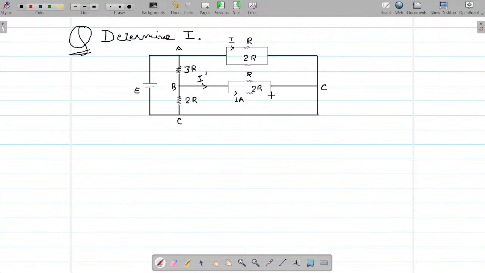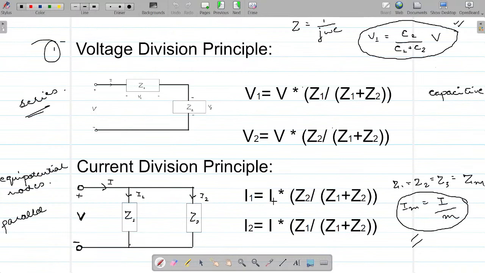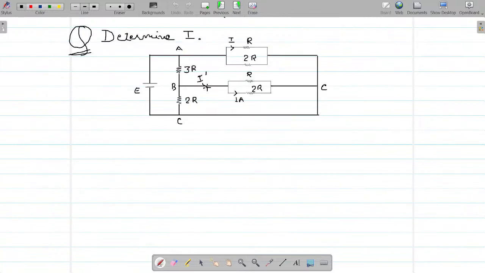If you look at the previous slide, what are you given in this case? You're given I1, you have Z2, you have Z1, you have Z2 again. You do not have the total current I. And what is the total current I in our case? It is I dash, right? So how would I write it?